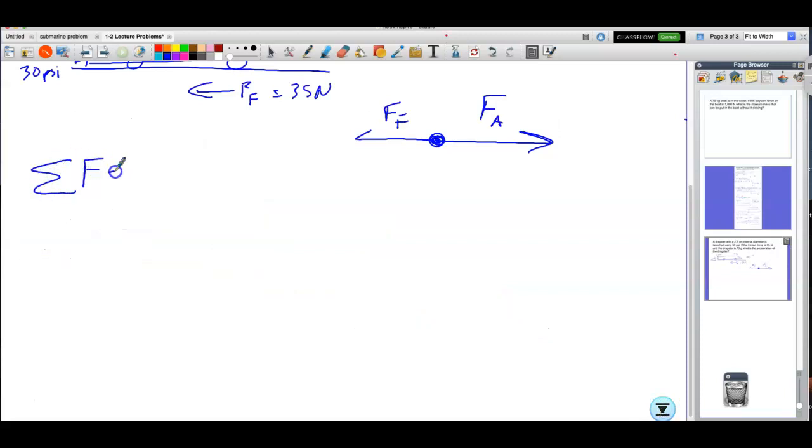So when we look at our sum of the forces equation, we're going to make to the right positive, the direction the dragster is going. That would be the force of the air minus, because that's in the negative direction, the force of friction equals our net force. That equals the mass times the acceleration net.